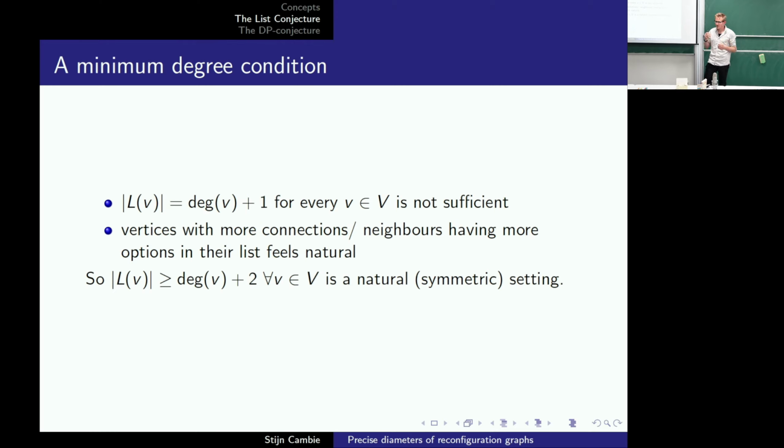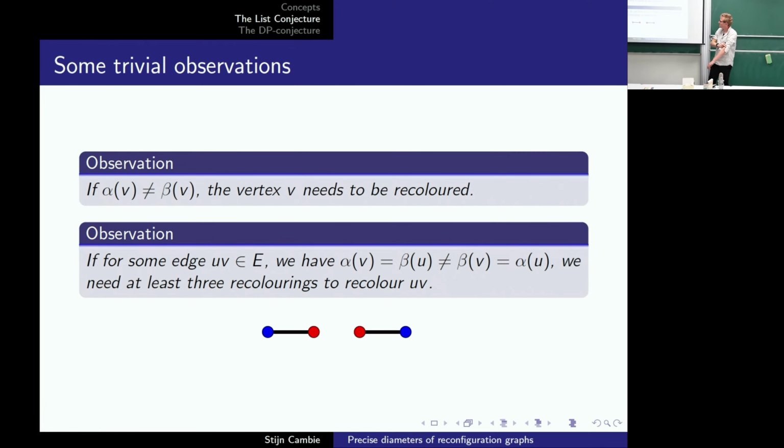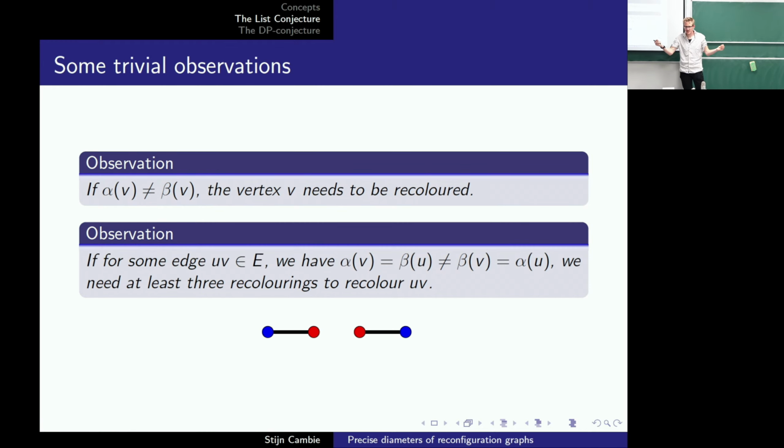So we want to know about the diameter of a reconfiguration graph, so a list reconfiguration graph, where all lists are somewhat large, so that it's easy to prove that this is connected. And we want to make some other observations. So a first observation is, if you have a vertex which is in your first instance colored blue, and in your second instance it's colored red, at some point we will have to recolor this vertex. At least once.